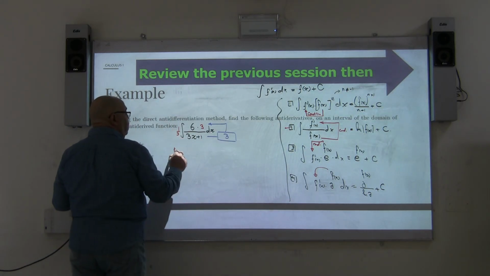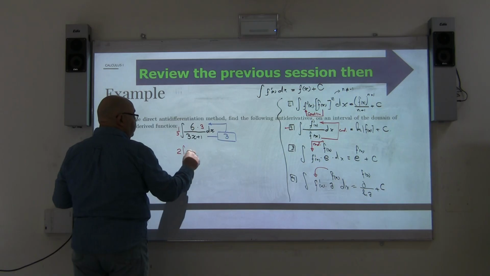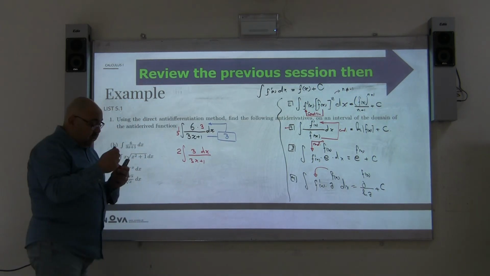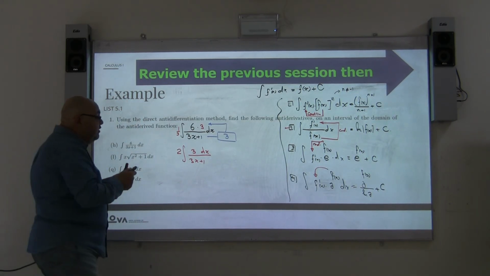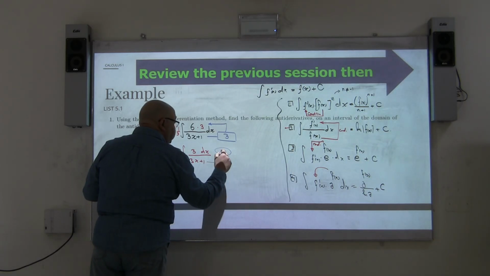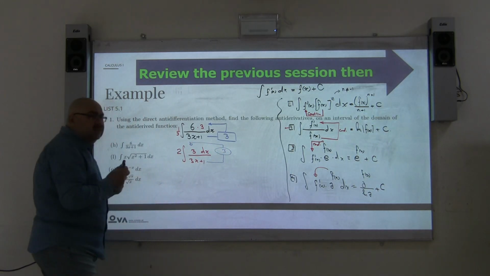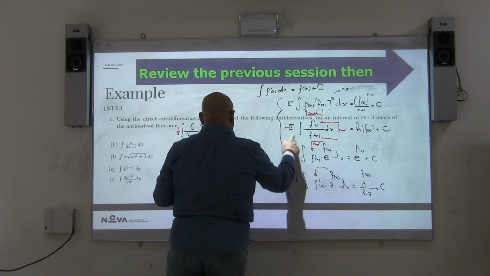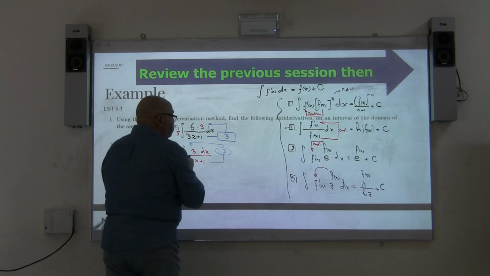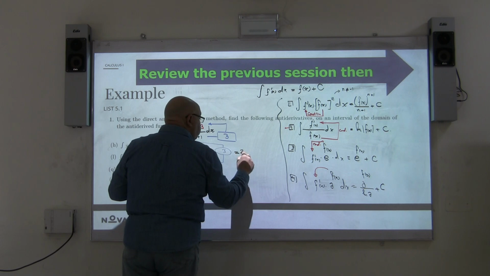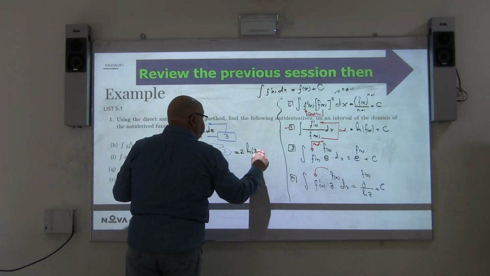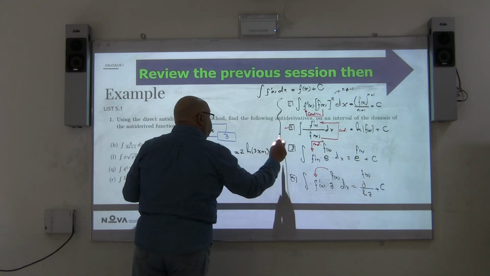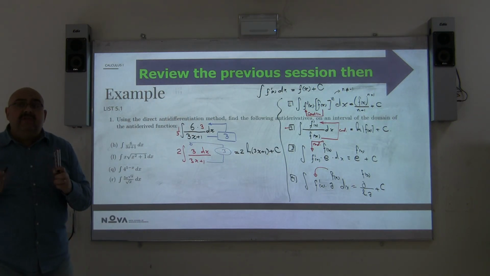Simply, I can take 6 outside. So it's going to be 6 over 3, which comes to 2, times the integration of 3 with respect to x divided by 3x plus 1. As you can see, the derivative of the denominator, which is 3, already exists. Once it already exists, then this rule can be applied. So simply the result will be equal to 2 ln of the denominator, which is 3x plus 1, and don't forget to add the constant of integration. So it's really very simple.